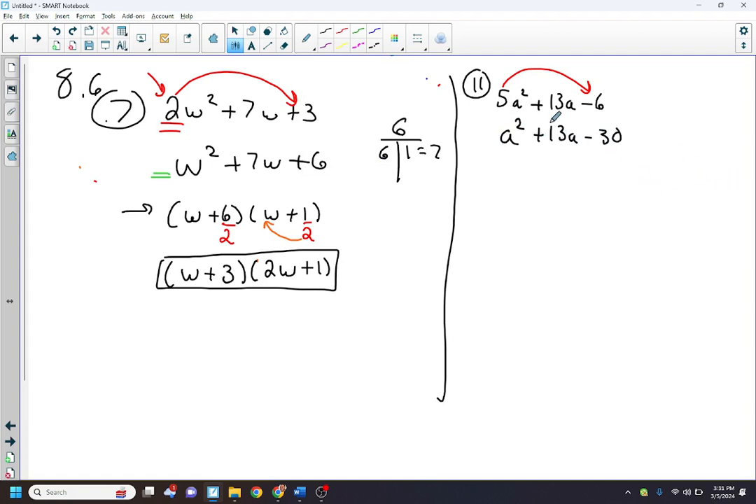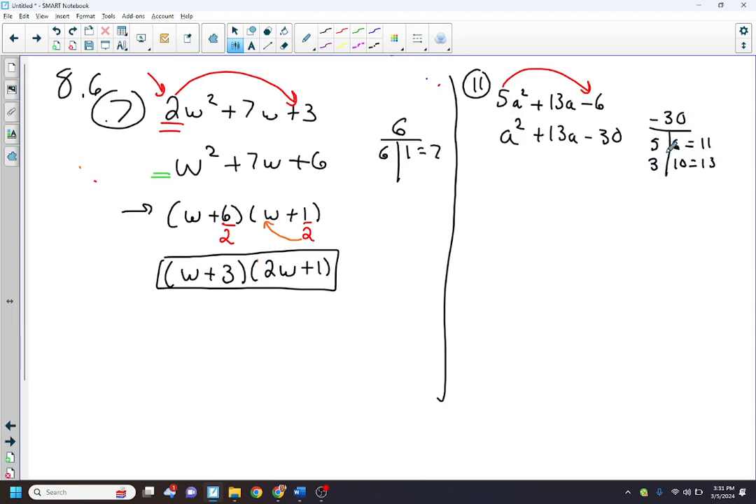Wait, what did you do? You multiplied. Oh, okay. So now we're going to find what multiplies to negative 30 that adds to 13. 7 and 6? 7 times 6 is not 30. 7 times 5 is not 30. 6 and 5, but that adds to 11, so no. 3 and 10, that does equal 13.